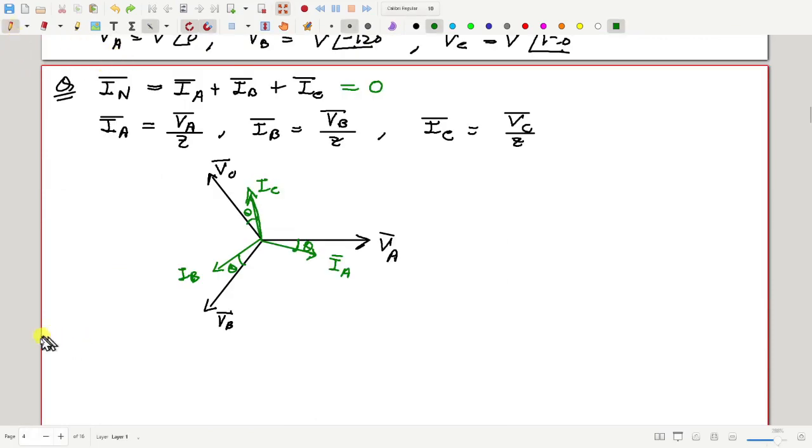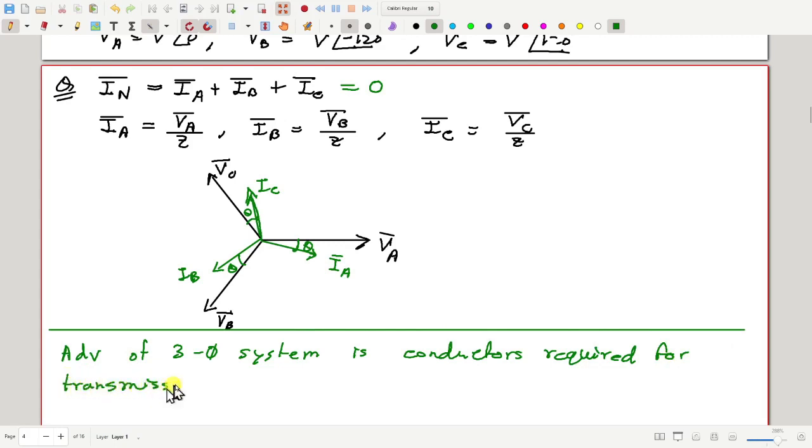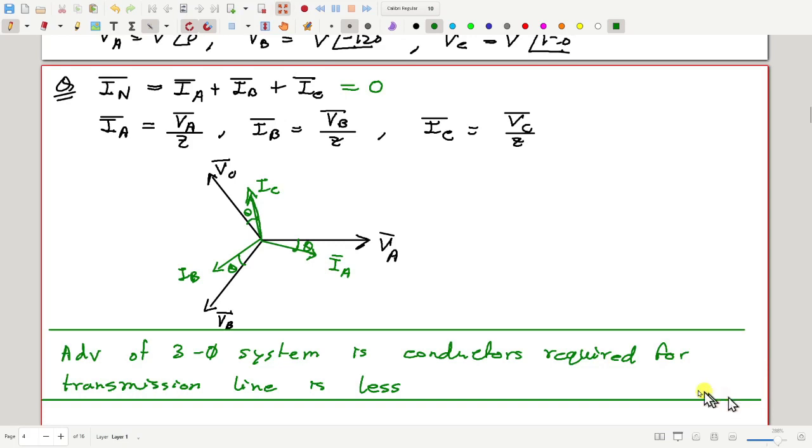So that is one advantage of the 3-phase system. Let me just mention it so that you remember. One advantage of 3-phase system is that conductors required for transmission line is less, lesser than 3 separate single phase systems. Okay, any questions so far?